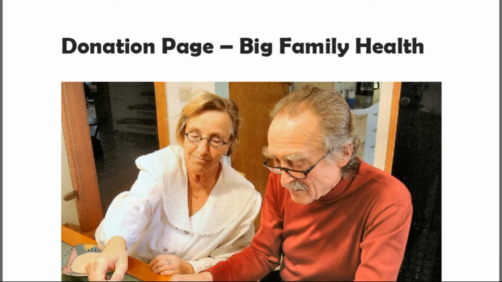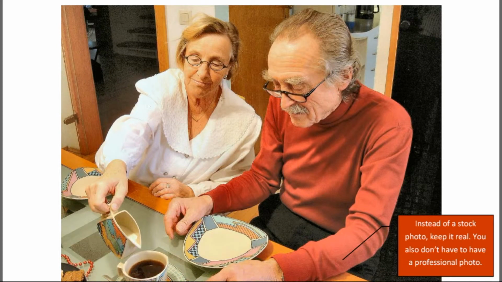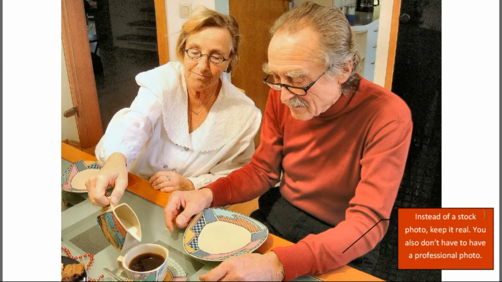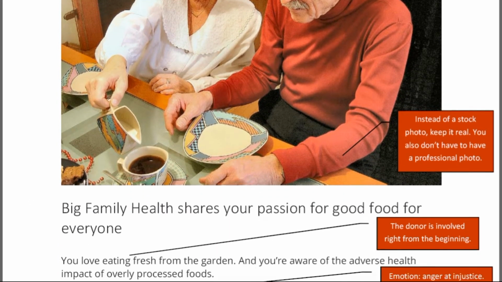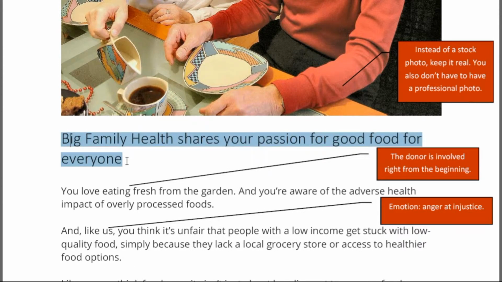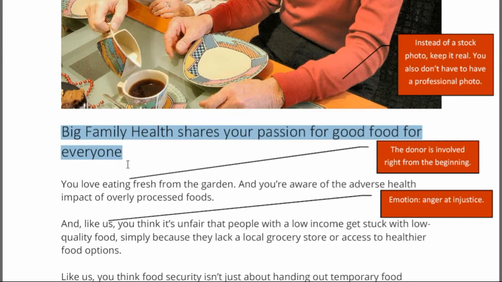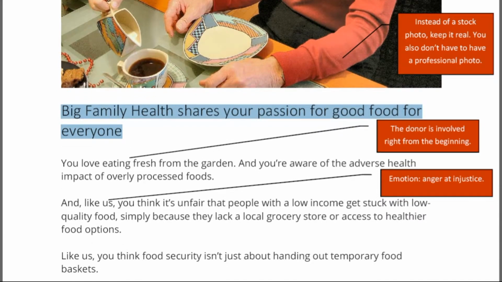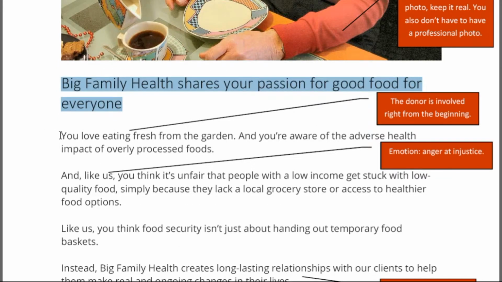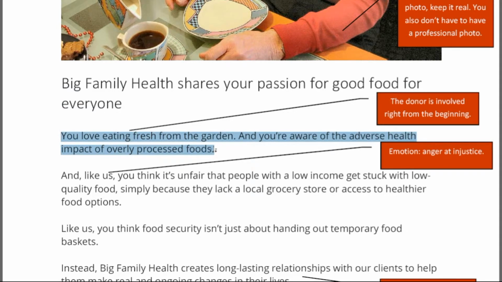So let's say for this nonprofit called Big Family Health, obviously it's also geared mostly towards seniors, but it's something you really want to keep real. It doesn't have to be a professional photo, but you do need some graphics that really show your mission at work, and it should be from your nonprofit. And looking here on the page, what is it that connects you to your donor? And a big trick that I use is that you have to right away focus on the donor, involve the donor right from the beginning. The temptation is always, well, this is what we do. But that doesn't necessarily connect the dots for the person looking at this.